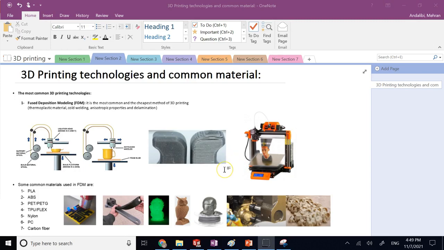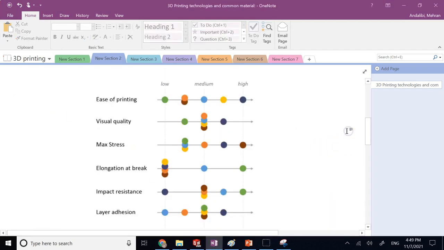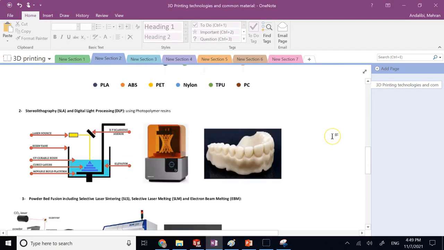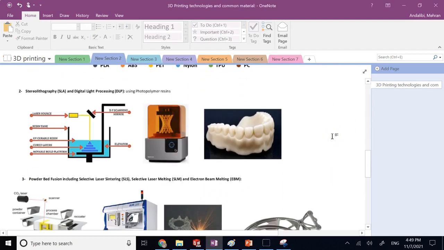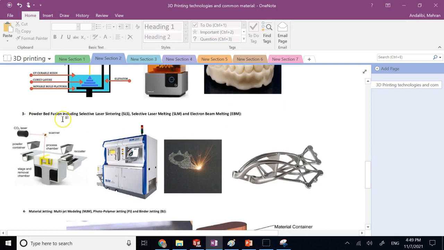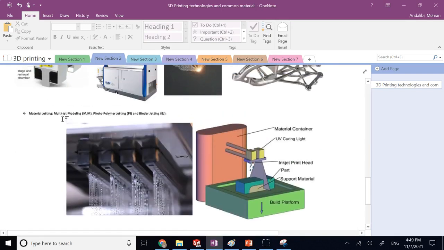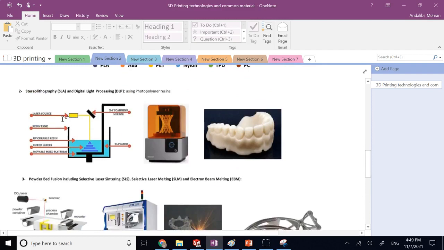So these three, or maybe say four, major technologies in 3D printing are fused deposition modeling or FDM, which is the most common one, followed by stereolithography or SLA, which you might call resin printing, followed by powders, which we call powder bed fusion, like SLS or SLM or electron beam melting. And then, as I said, the jetting, material jetting.